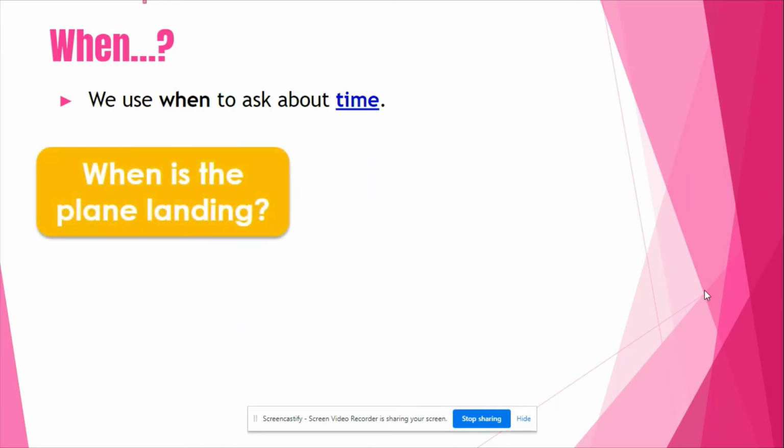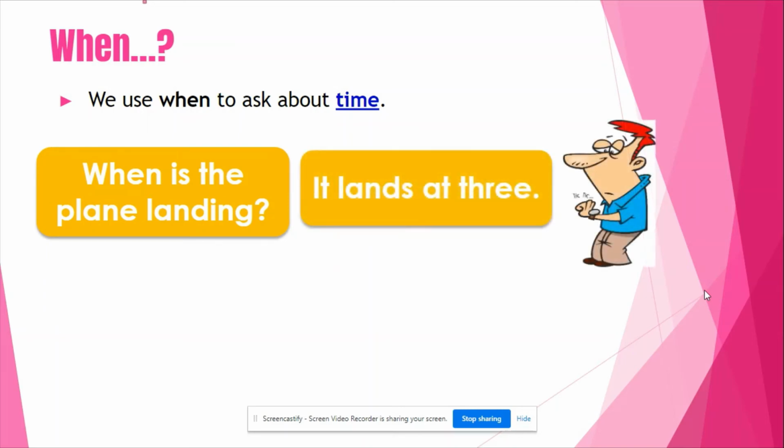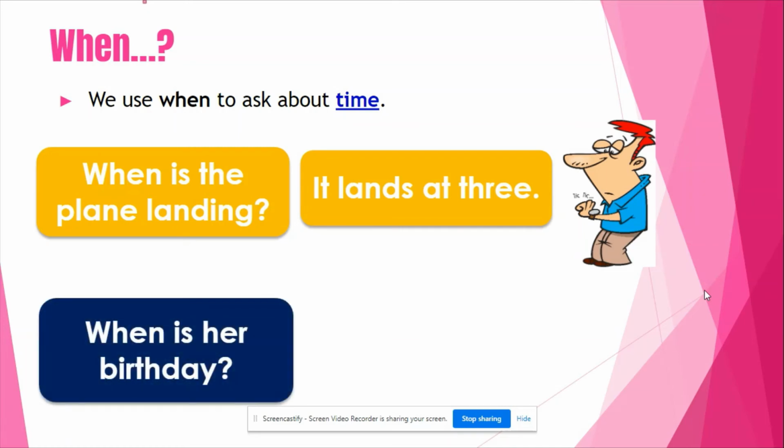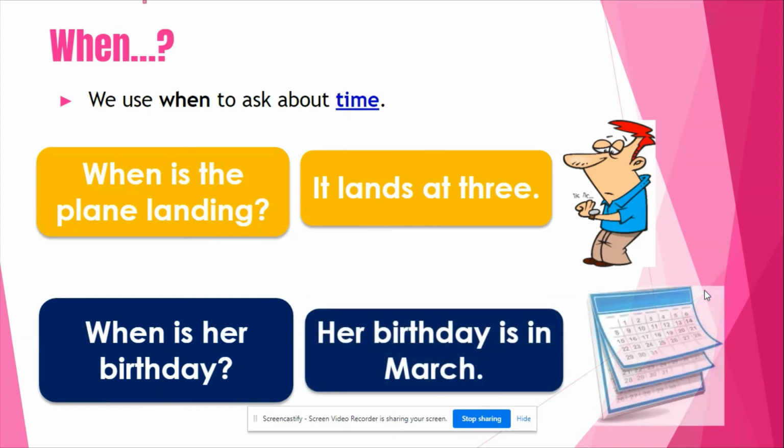When, and we use this question word when we want to ask about time. And remember, time is not always a number. It can be a month, it can be a season, it can be a time of day like night, evening. When is the plane landing? It lands at 3. When is her birthday? Her birthday is in March.